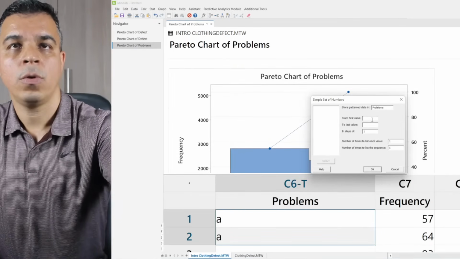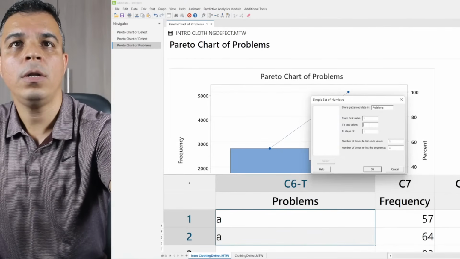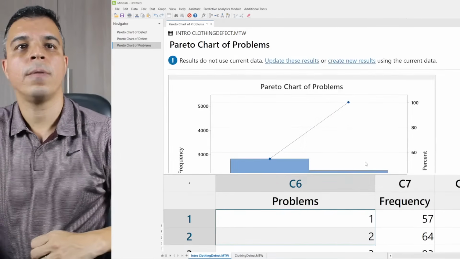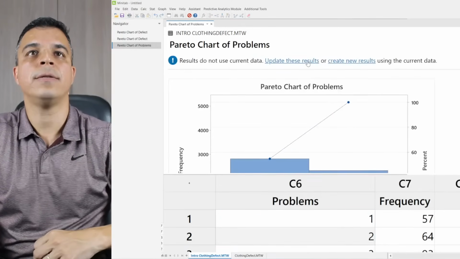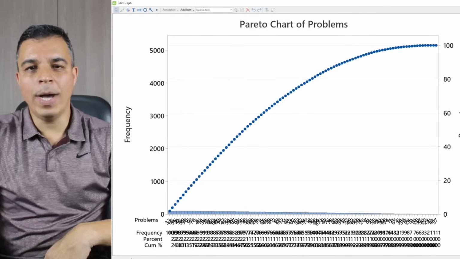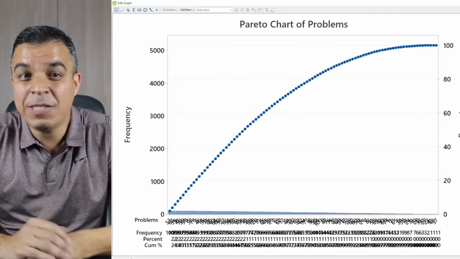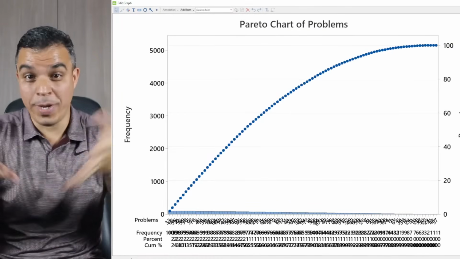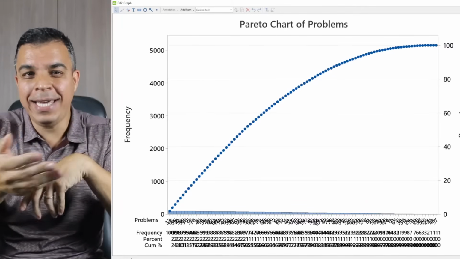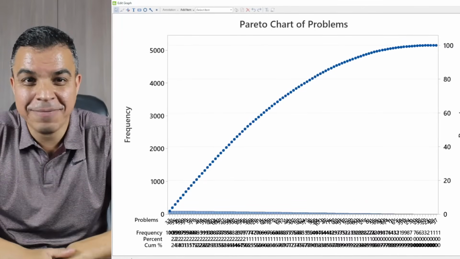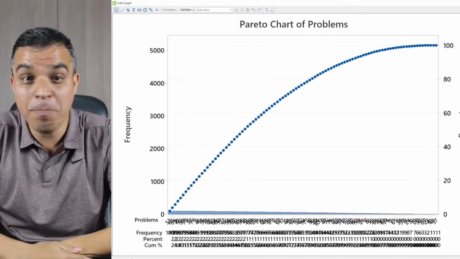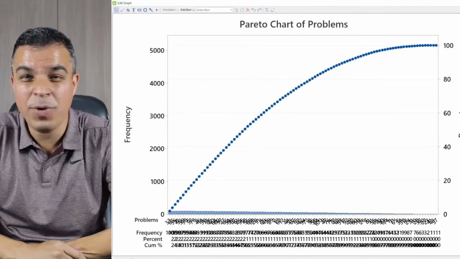Problems from 1 to 100. Yeah. Beautiful, excellent. So see, if I have a Pareto like this with 100 data points, it's impossible to read, right? What kind of conclusions can we take from a Pareto like this with 100 data points? It's really impossible.